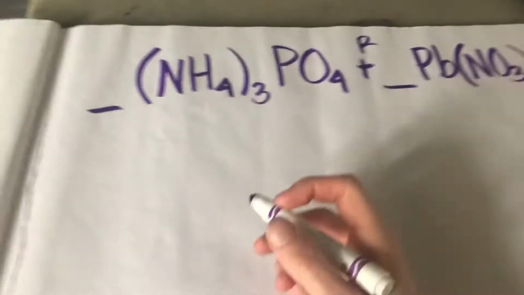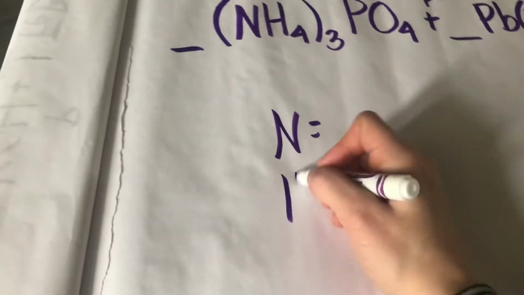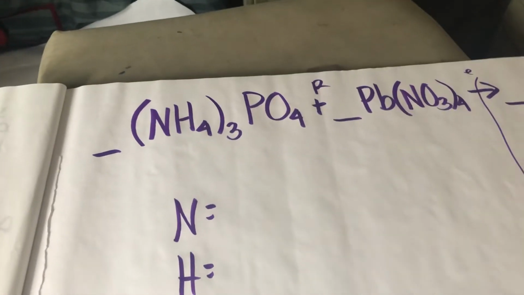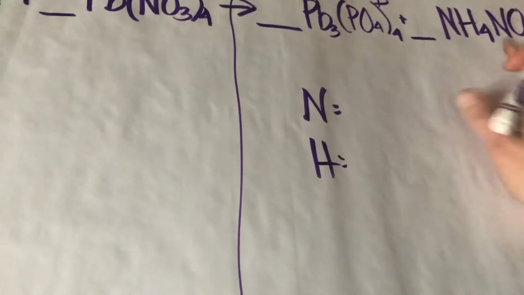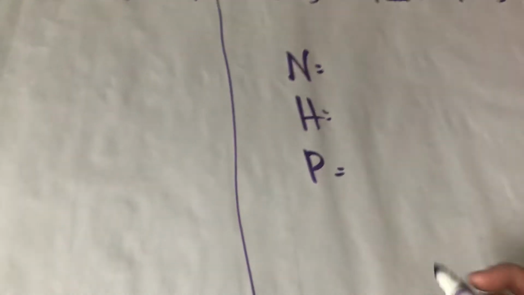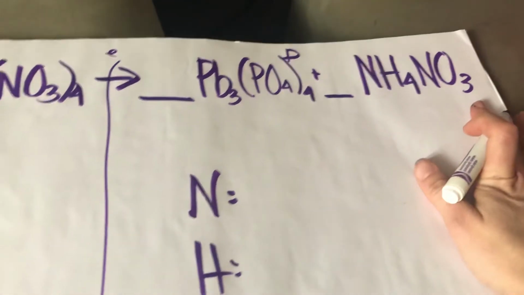So I'm gonna go over here, and I have a nitrogen, hydrogen, phosphorus, oxygen, lead, nitrogen again, which I already have, and oxygen again, which I already have. So then I'm going to write them in the same order over here. I had my nitrogen. Do I have nitrogen? Yes. I have my hydrogen. Do I have hydrogen? Yes. I have my phosphorus. Do I have phosphorus? Yes. I have oxygen. Do I have oxygen? Yes. And I have lead. Do I have lead? Yes.